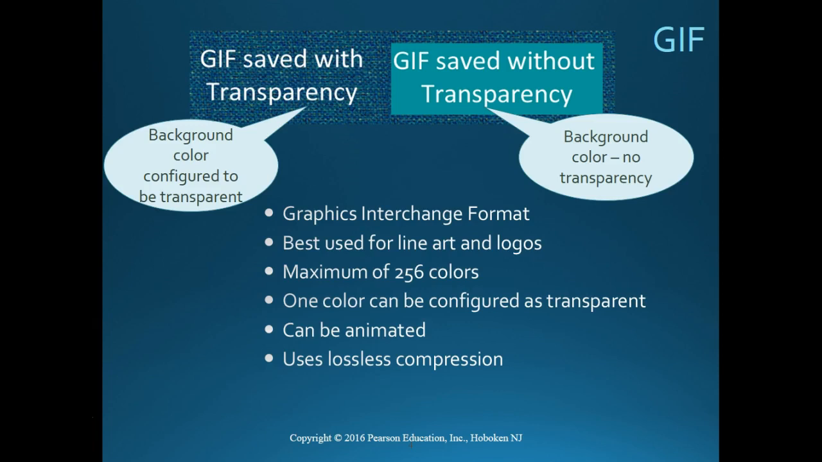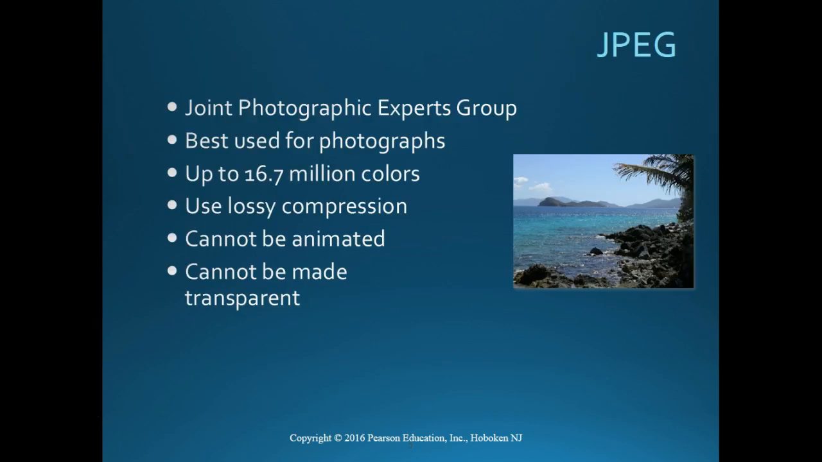GIFs work great for line art, logos, words. They don't look good for pictures. True photos you should do as JPEGs or PNGs. GIFs can be animated. You've seen those, and they're quite used on the internet. JPEGs are best for photographs. They have up to 16.7 million colors, whereas a GIF can support 256. Can our eye see 16.7 million colors? I don't know. But you can see in that image right there of the pretty blue waters, we're seeing a lot of different colors. JPEGs can't be animated and they cannot be made transparent. You can't see through them.